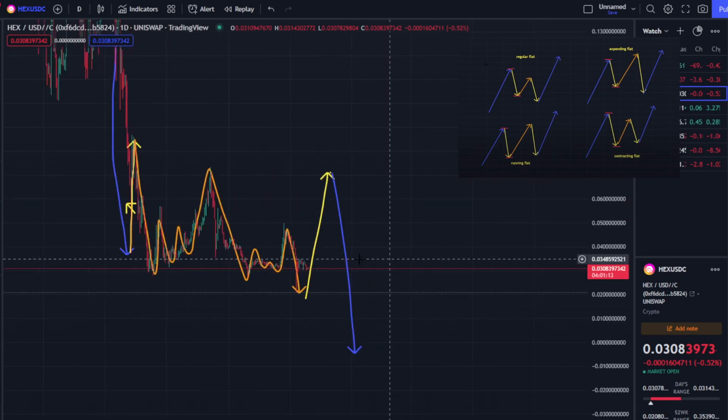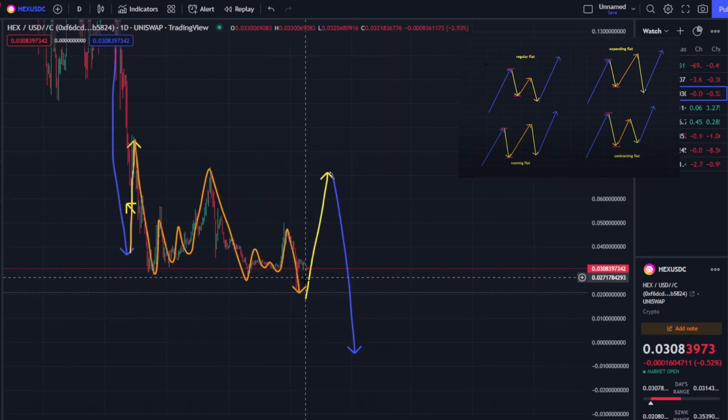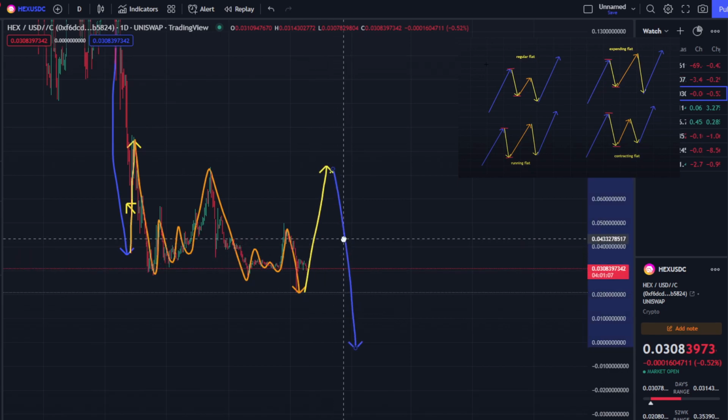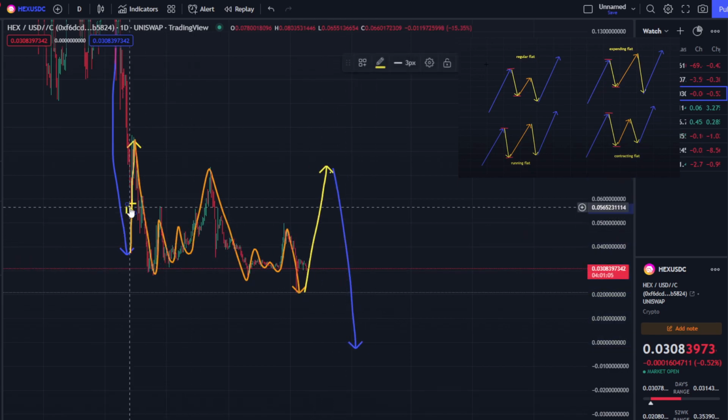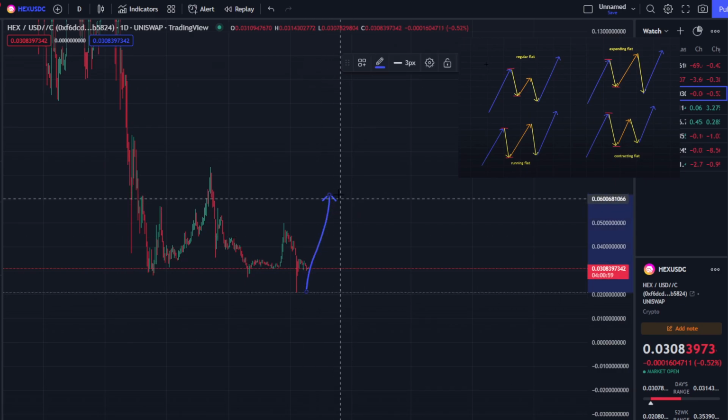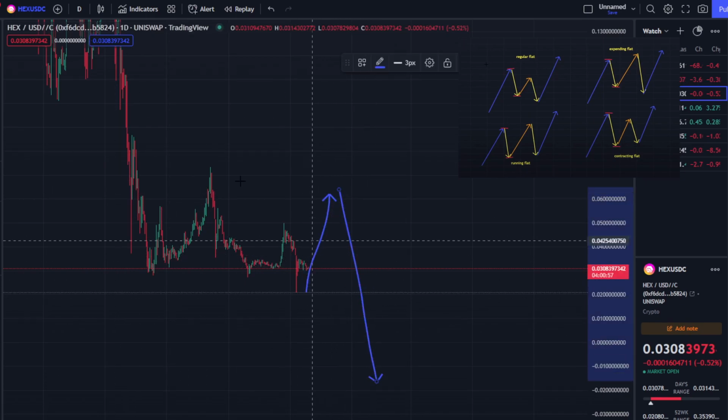So this will be something like this. This will come up for the yellow one, then go back down for the blue one. Alright, so that's my thought about this coin as of right now. Now, is it ready to come up for the yellow one and then go back down? Is it ready to come up?